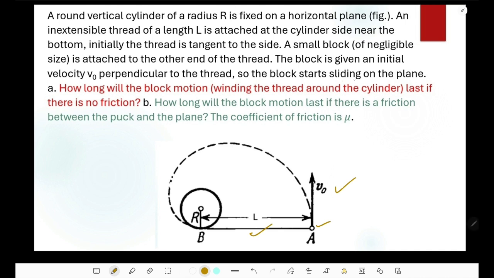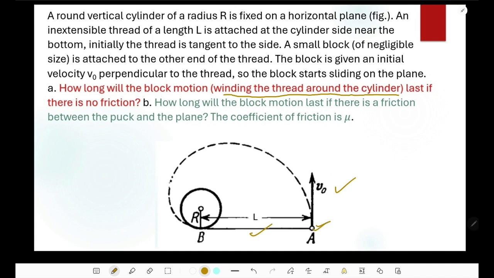So the block starts sliding on the plane, and remember the horizontal plane is smooth. How long will the block's motion last if there is no friction? Friction might be present, and the thread winds around the cylinder as the block moves. So the first question is, how long will the block motion last if there is no friction? And the second one is, how long will it last if there is friction?